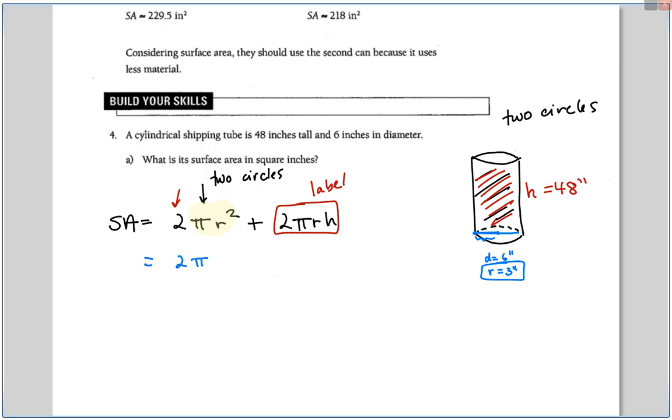So 2 pi, that's on your calculator, radius squared plus 2 pi radius times height. And because all these values are in inches, our answer will be square inches. I type all this formula into a calculator exactly how I have it written, and everything should work out nicely. Then I get 961.3 square inches.